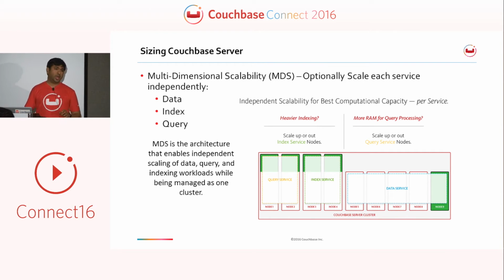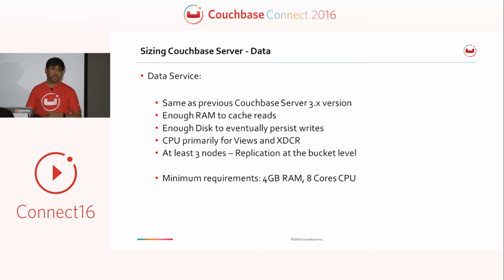So we'll talk about how to size it for each set of service nodes, starting with the data service. The data service, as I mentioned, is pretty much like the previous version of Couchbase. You need enough RAM for cache reads. Couchbase, again, is a memory-first architecture; you want to have the data in memory. Couchbase handles data in memory as well as in persistence, so you need both enough memory and disk. The CPU here is primarily for views, if you are using the older version, and for XDCR.